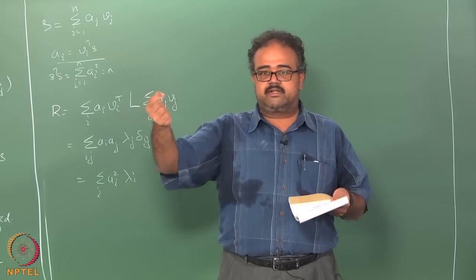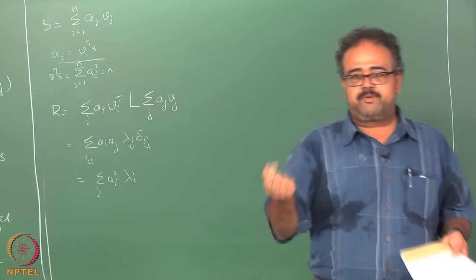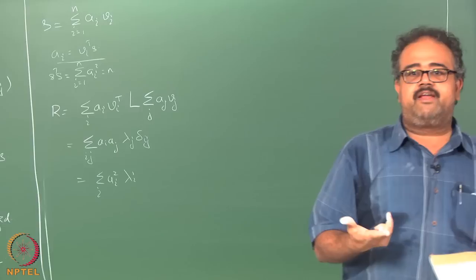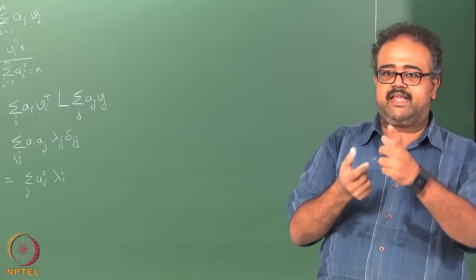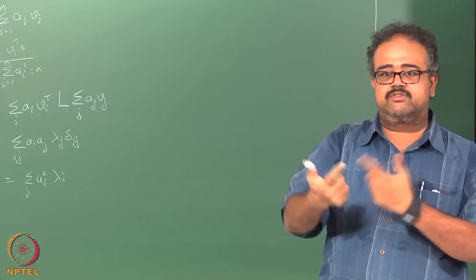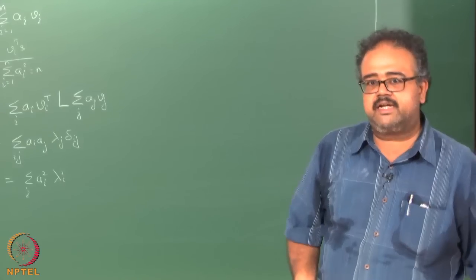So S is a vector. I am trying to express S in the coordinate space defined by the eigenvectors of L. Essentially what I have to do is take S, look at the projection of S on each of those dimensions, and then write it as a sum of those.